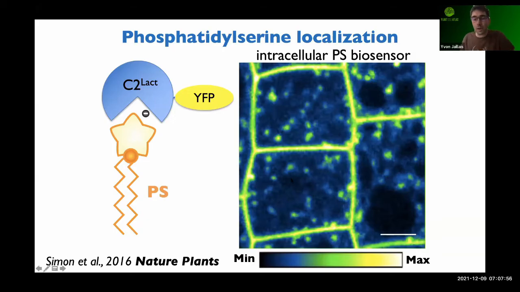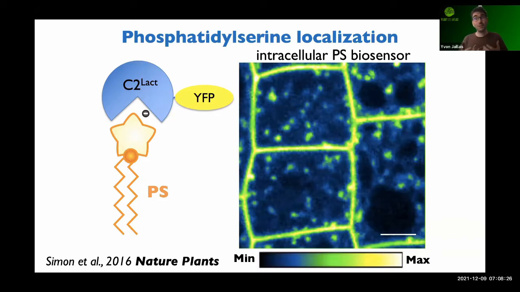So here I show you a confocal picture that we made in the root of Arabidopsis thaliana. This is a transgenic line stably expressing this sensor. And you can see that PS accumulates here at the plasma membrane strongly, and also is present in some intracellular compartments that we showed through colocalization to be endosomes. It doesn't really matter for today's talk.